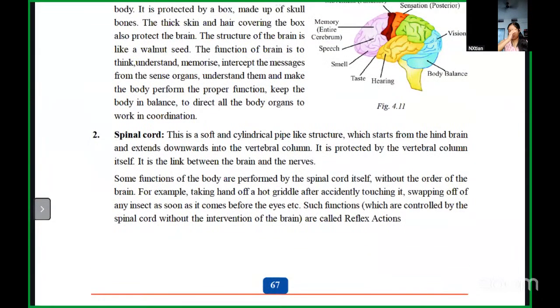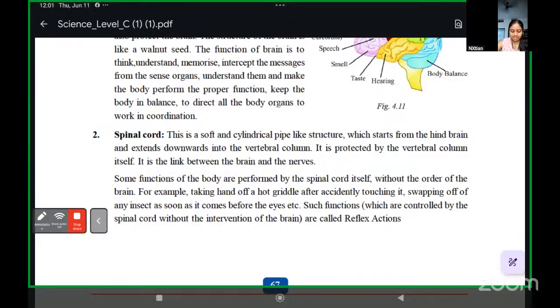Spinal cord. This is a soft and cylindrical pipe-like structure. It starts from the hindbrain and extends downward into the vertebral column. Hindbrain means this portion. The hindbrain starts from here and extends downwards into the vertebral column. We have learned the vertebral column.